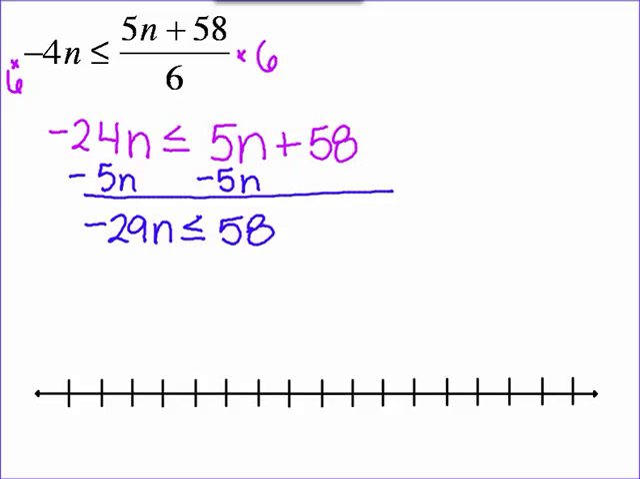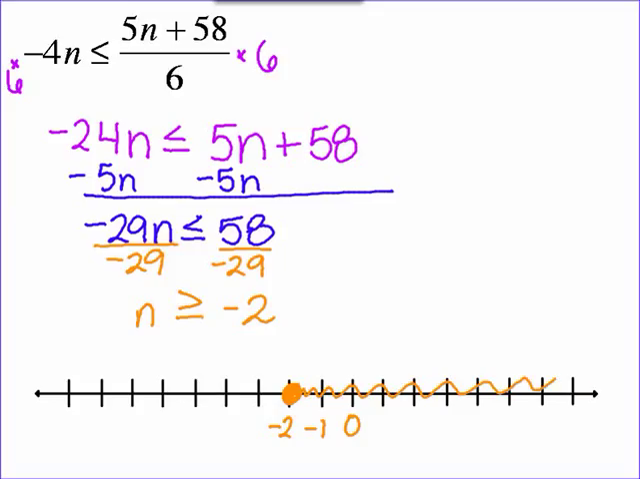What do you do now? Divide by negative 29. Ding, ding, ding. What do you got to do? Switch it. Yep. And n is greater than or equal to? Negative 2. Very good. So let's go ahead and put a 0, negative 1, negative 2. What type of circle? Closed. Shade which way? To the right. Okay.